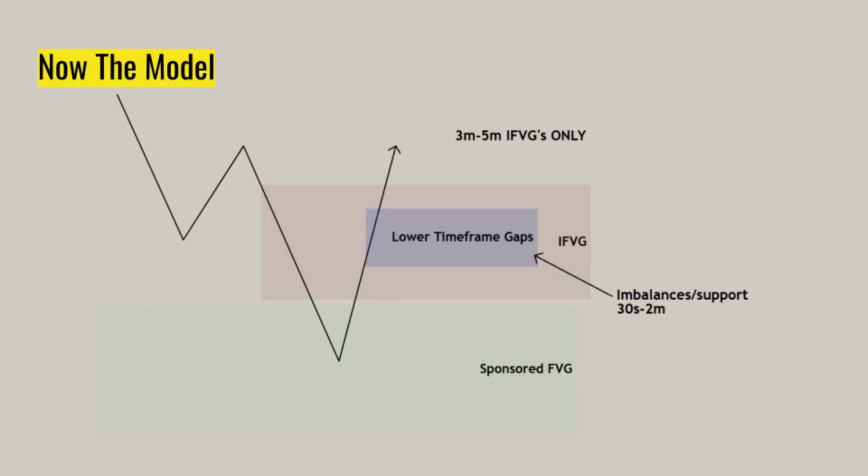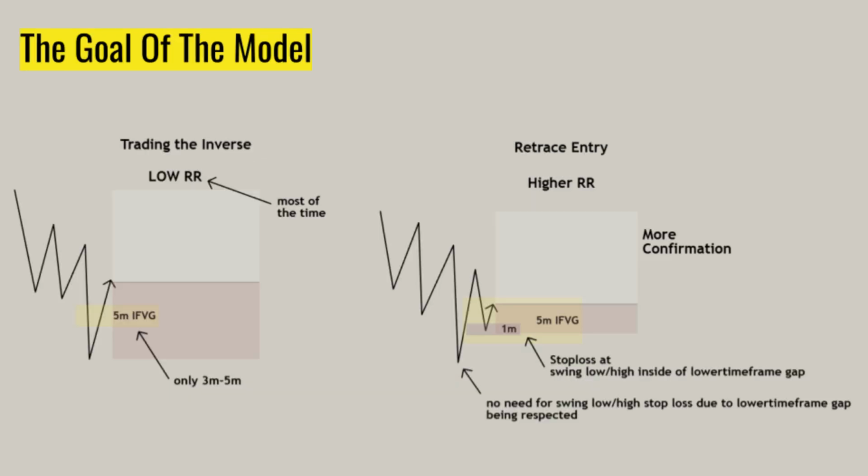And then from there, it basically gives you a better entry overall as well. So the goal of this model, with trading the inverse on these higher time frame gaps, I usually see lower RR, as a lot of the time we have to put our stop loss at the swing low or swing high of that trading leg, as a lot of the time you can expect a retrace and you don't want to get stopped out when you could still be in that trade.